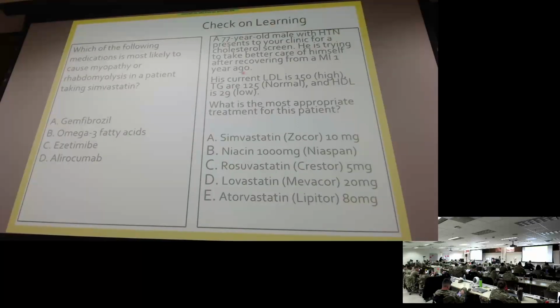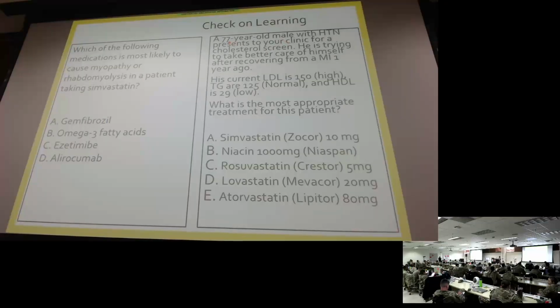And then check on learning. Which of the following medications is most likely to cause myopathy or rhabdo in a patient who is taking simvastatin? A, right? We talked about this one. Which one is my option that I would like that's least likely to cause that to happen? Another fibric acid, another fibrate that starts with F. Fenofibrate is an option that is least likely to cause this to happen, okay?